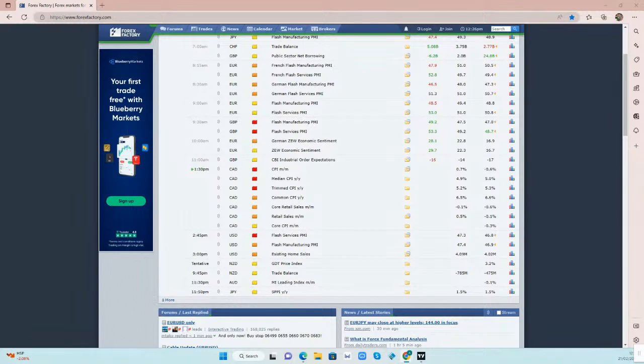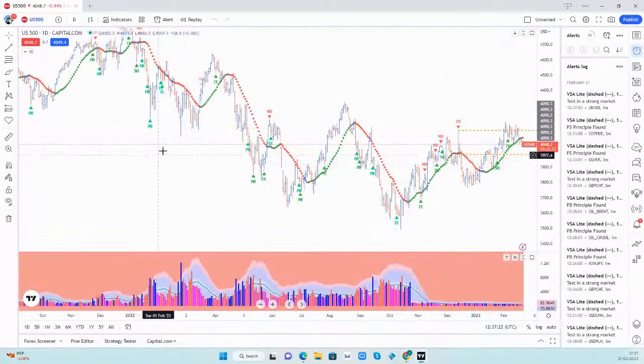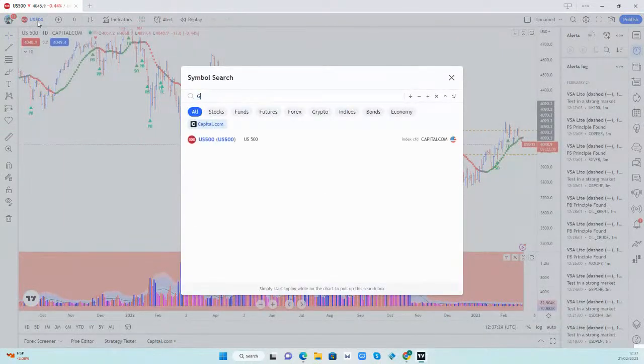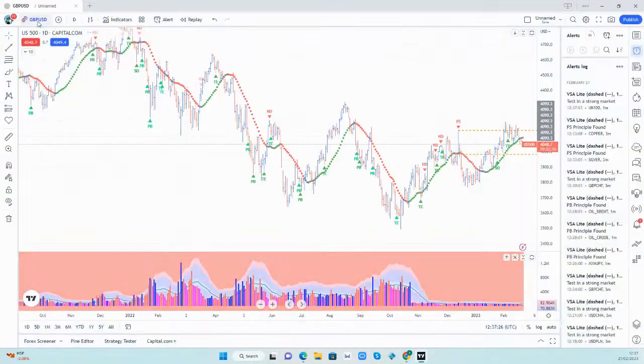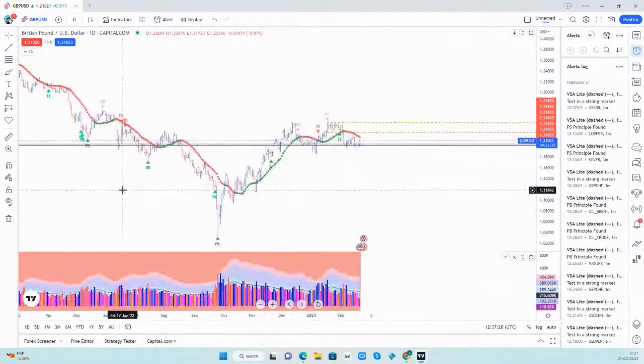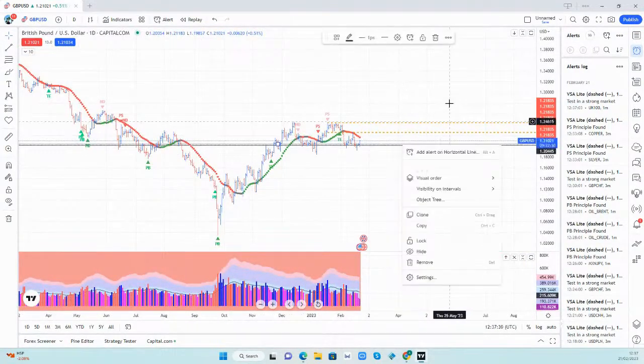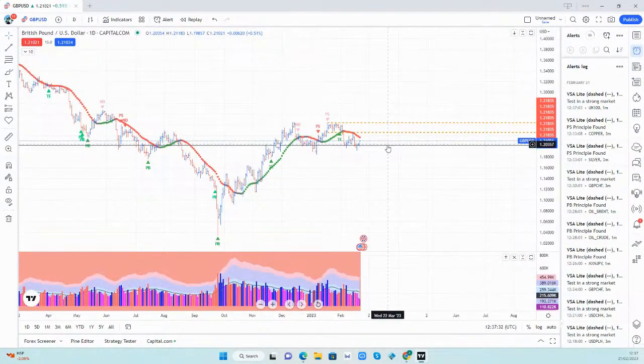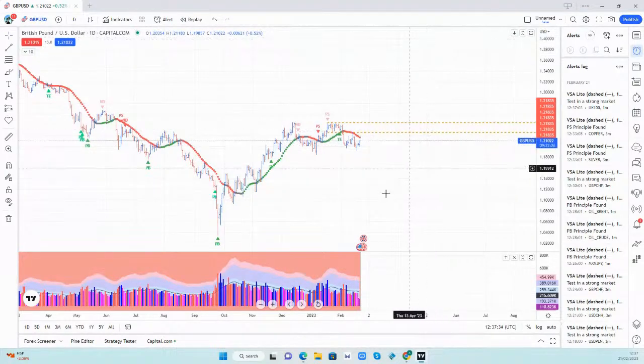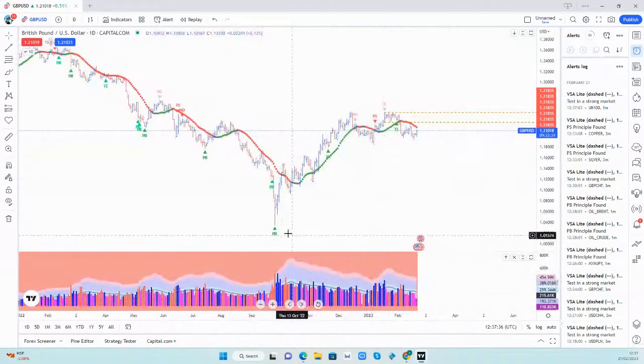Right, so now with the news done, let's go into the charts and have a look. Let's have a look at the GBP USD. And let me just get rid of these for now. That was yesterday. And I'm going to start with the daily chart. And still that potential professional buying was in effect in September.